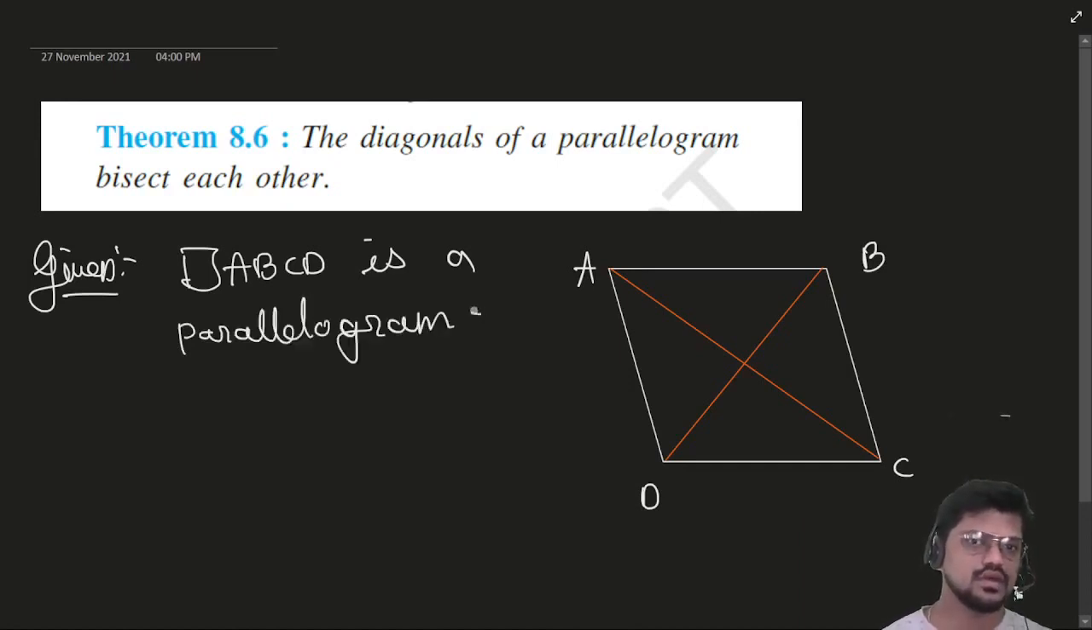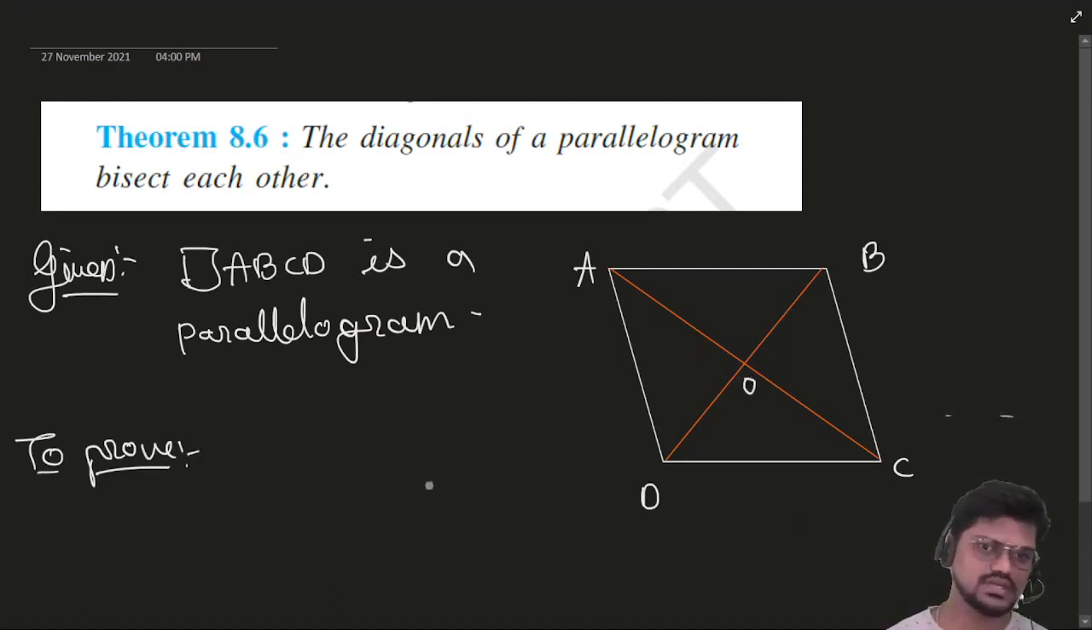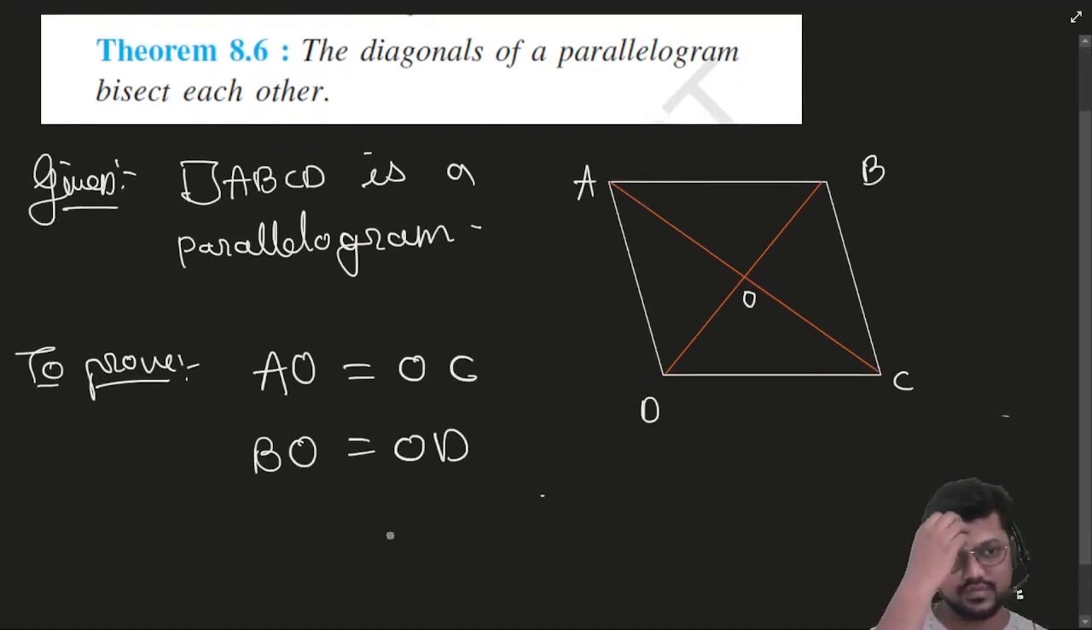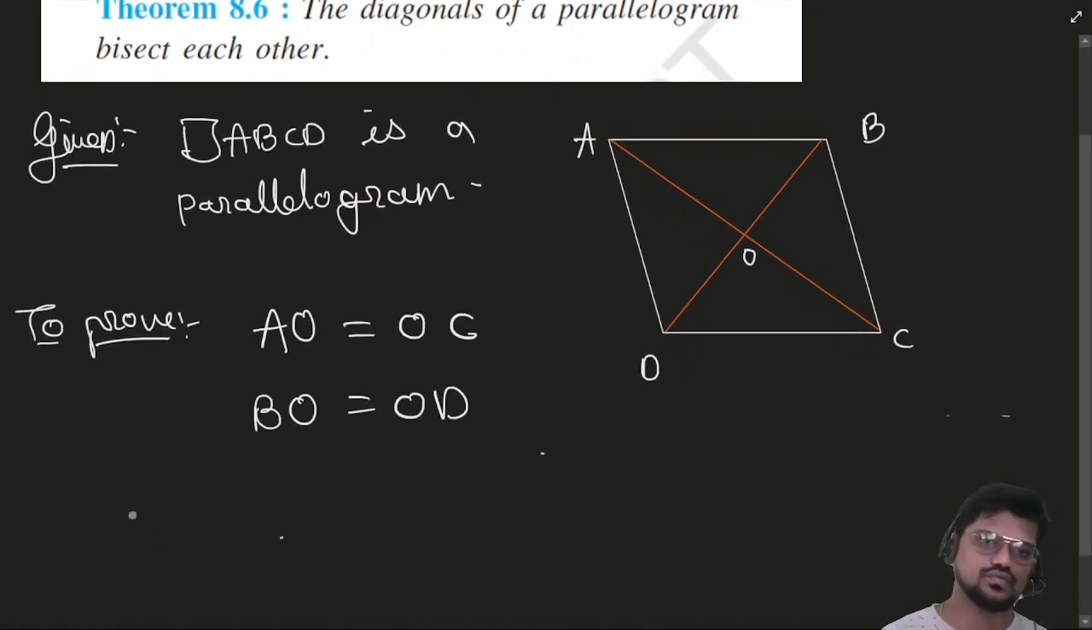Yeah? And what you have to prove is, suppose O is the point of intersection, what you have to prove? AO is equal to OC. That's what you have to prove. Also, you have to prove BO is equal to OD. This is what you have to prove. Getting it? Now, how will you prove it?